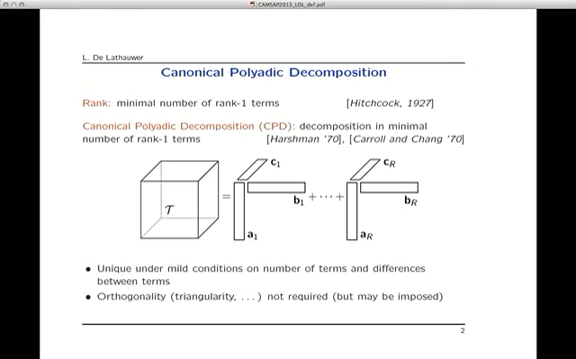For those of you who don't know anything about tensors, one of the most important tensor decompositions that plays a role in many applications is the canonical polyadic decomposition, as I show here. It's clearly an analog of what happens with matrices, a decomposition of a tensor in a number of rank 1 terms. That will be an important thing all through the talk.